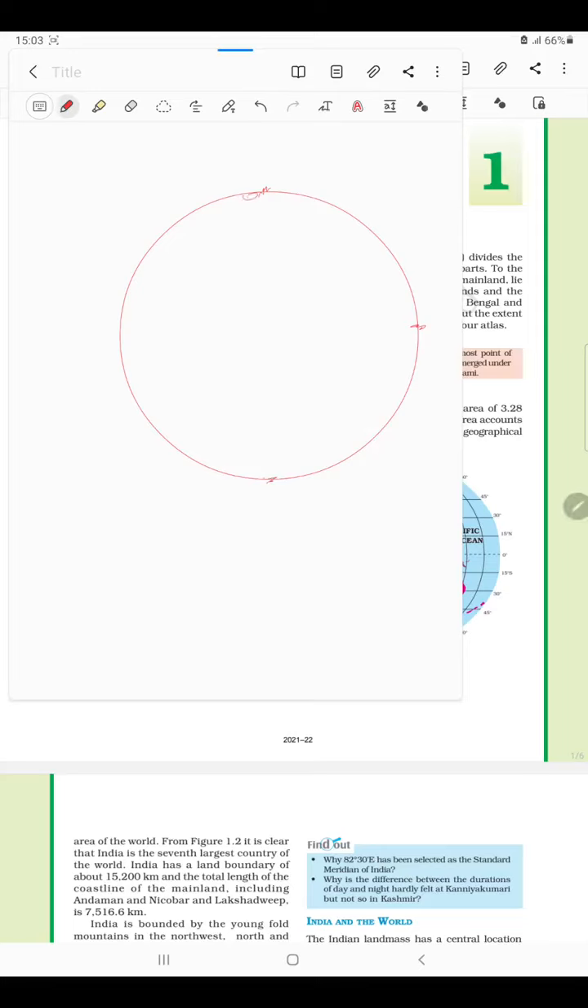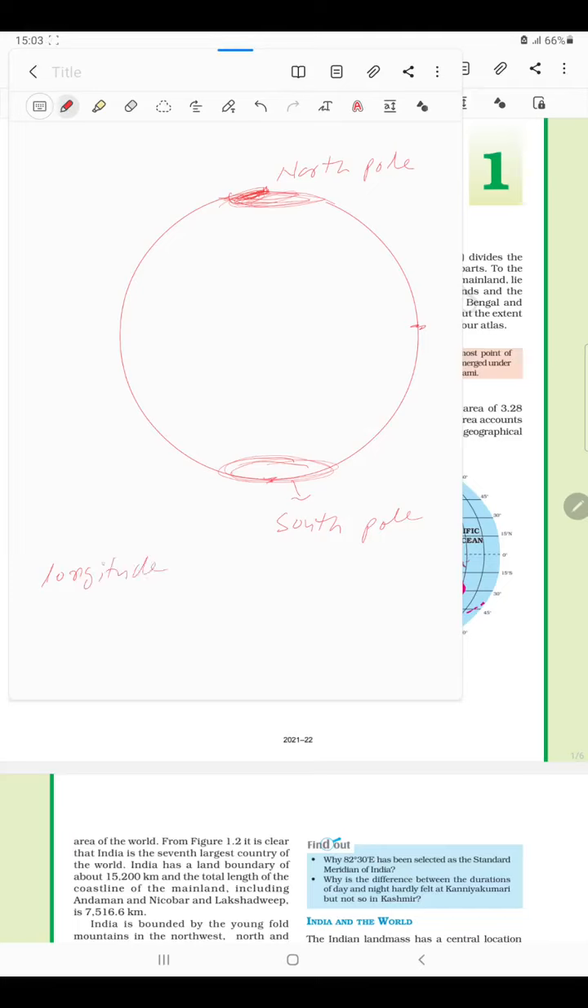So this one is the North Pole. And this one is the South Pole. Clear? So first of all, know what is longitude.